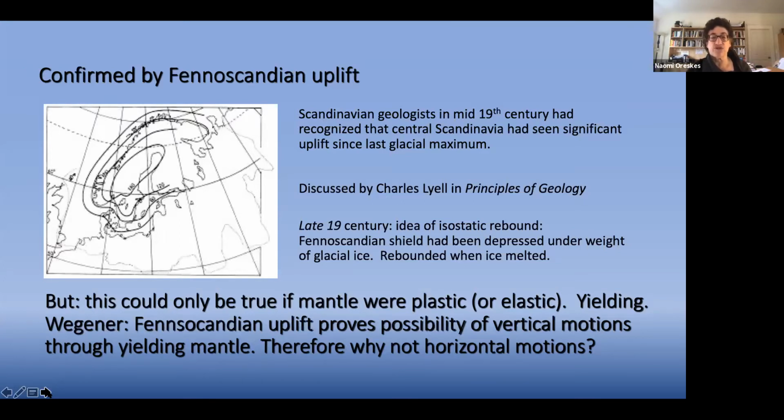In the late 19th century, the idea of isostatic rebound offered an explanation for what the geologists had seen, that the Fennoscandian shield had been depressed under the weight of glacial ice, and that it had rebounded when the ice melted. But this could only be true if the mantle were plastic, or at least behaved in an elastic manner. It had to be yielding to some extent. And so Wegener's argument that was accepted by many European scientists was that the Fennoscandian uplift proves the possibility of vertical motions through the crust, that the mantle was yielding to vertical motions, and therefore maybe it could also be yielding in the face of horizontal motions.